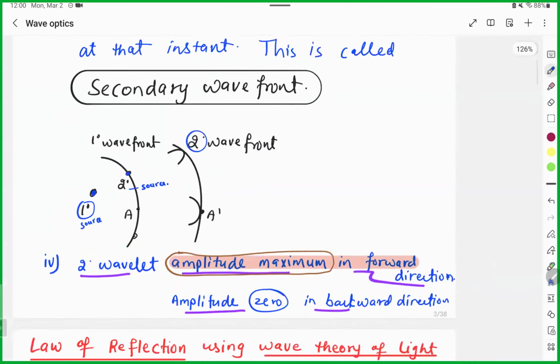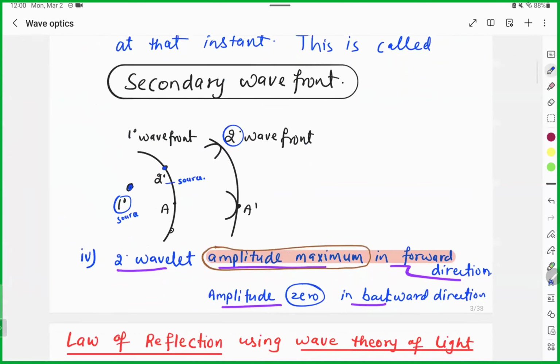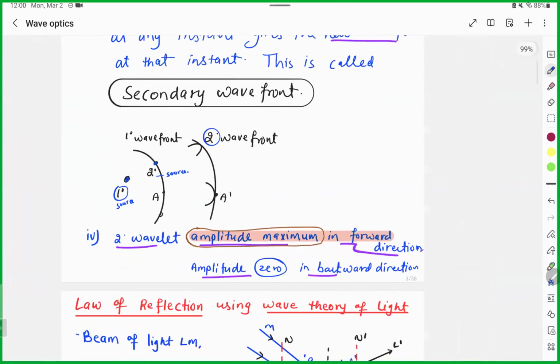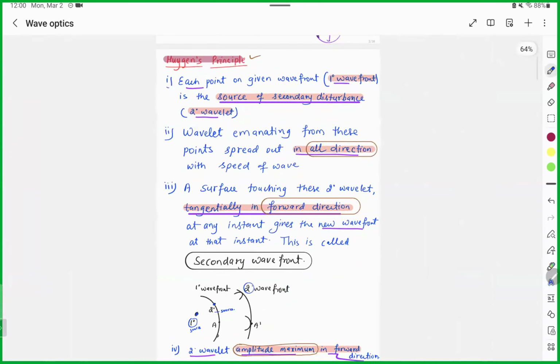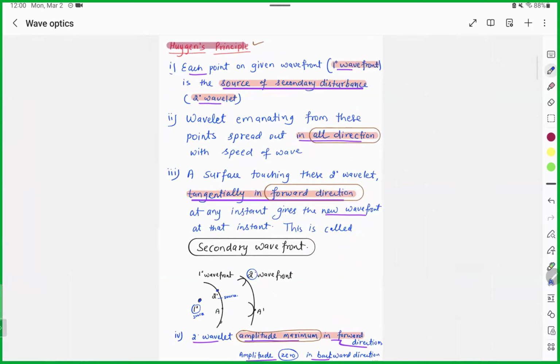This one is the secondary source, and the same point is written here: the secondary wavelet has maximum amplitude in the forward direction and zero in the backward direction. It will never go back. That is all about Huygens' principle, and in the NEET exam they ask these points as a right or wrong statement at most.